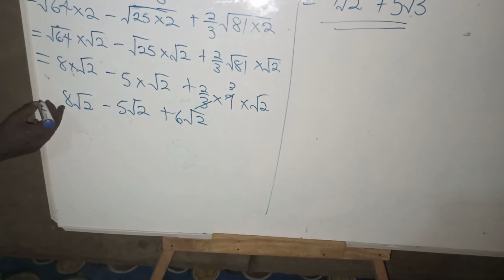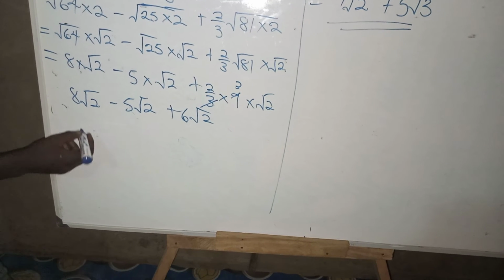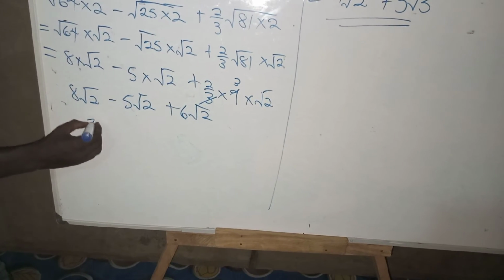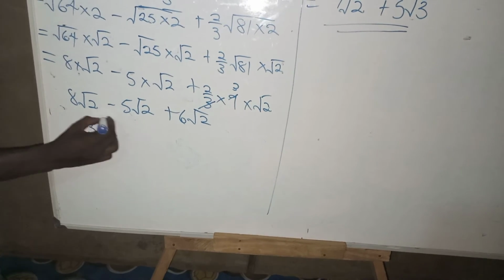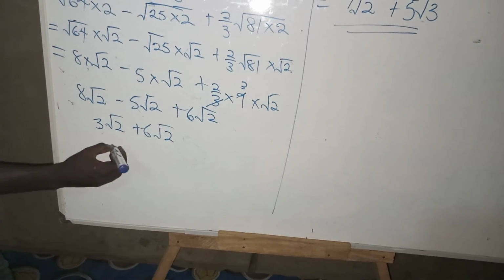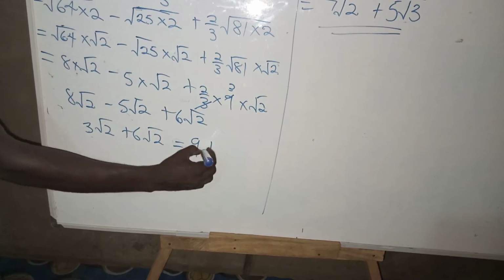Now 8 minus 5. The numbers under the root signs are the same, so we can subtract. 8 minus 5, you get 3. 3 root 2 plus 6 root 2. And our answer is going to be 9 root 2.